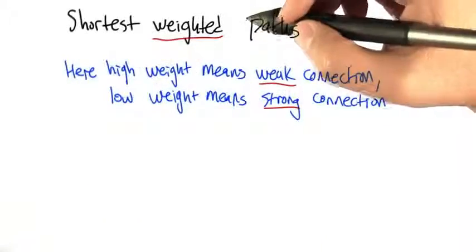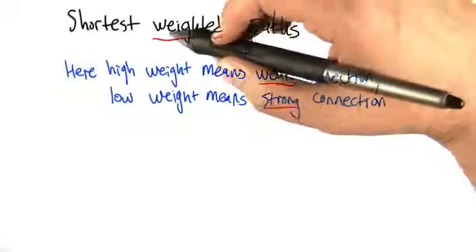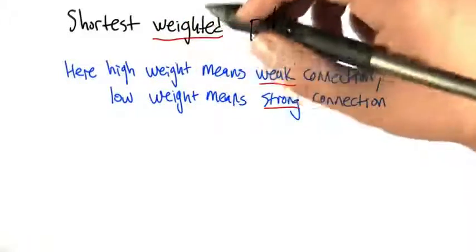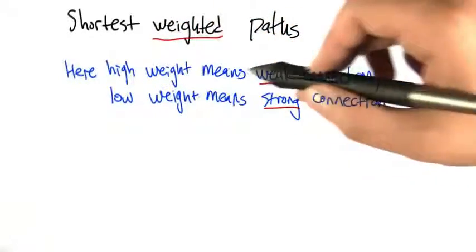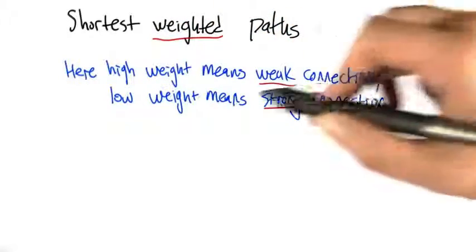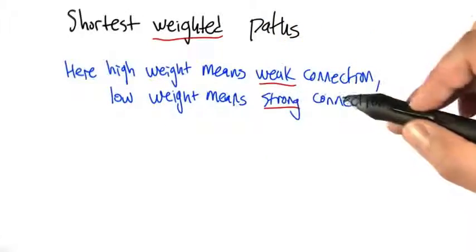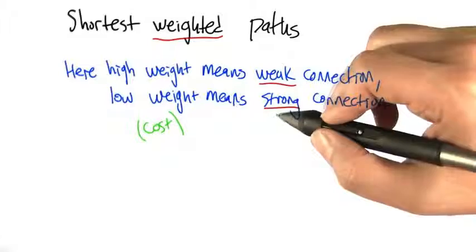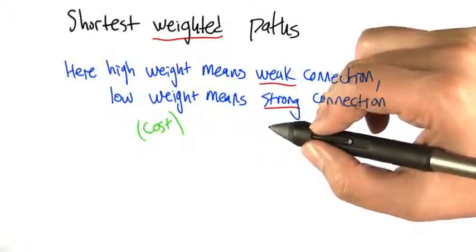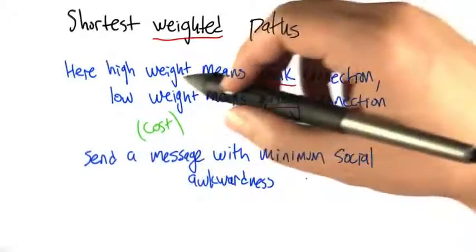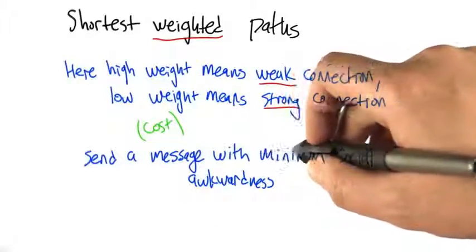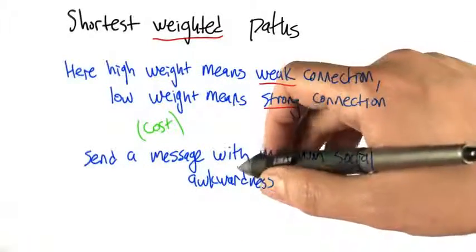So we had talked about shortest paths in a graph, but now let's extend this notion to the shortest weighted path in a graph. So here, in this example now, we're going to look at a high weight, meaning a weak connection, and a low weight, meaning a strong connection. So you can think of the weights almost as being a kind of cost. And we're looking for basically cheap routes from one person in the network to another. So an example of this sort of thing might be that we want to send a message from one person to another in a social network, minimizing, say, social awkwardness.